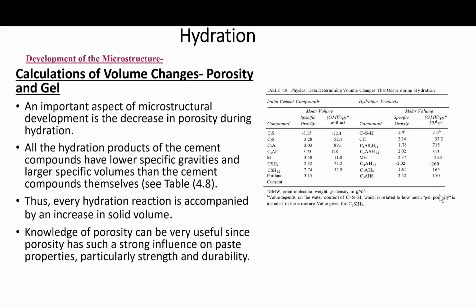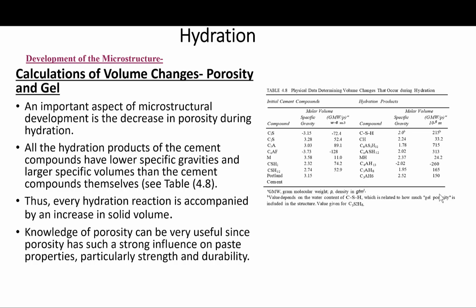Just to be thorough, I will mention here the background of the calculations of the solids and the pore volume. Knowledge of the porosity can be very useful since porosity has such a strong influence on the paste properties, particularly the strength and the durability. Okay, so as we said, an important aspect of the microstructural development is the decrease in the porosity during hydration.